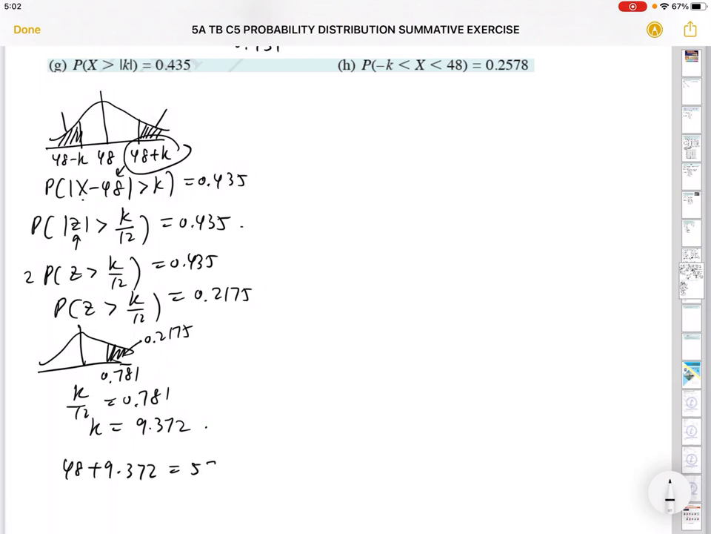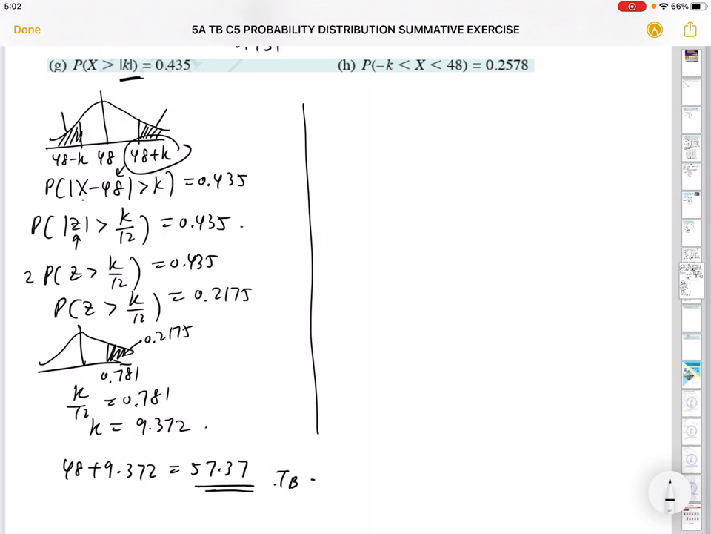So that's why I think this question is a bit hard for them, I mean, it's a bit long to write like this. So I guess it's better to write modulus of X minus 48 greater than k, and you're supposed to find the k value. K is the difference from the mean, either 48 plus k or 48 minus k, right? Is the area at these two ends. Okay, all right. Now let's move on to part h.